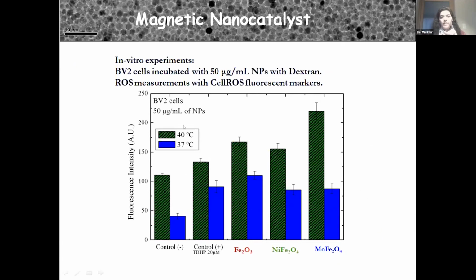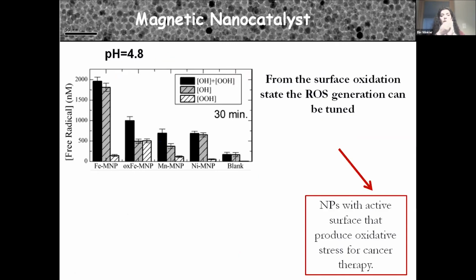Well, we also made in vitro experiments. In this case, the nanoparticles are internalized in BB2 cells, and we quantify by a fluorescence marker. These two measurements correspond to the control, and this is the fluorescence produced when the nanoparticles are internalized in the cells. The measurements were made at 37 degrees, which produces more radicals than the control, and when the measurement is made in hyperthermia condition, it produces even more free radicals.